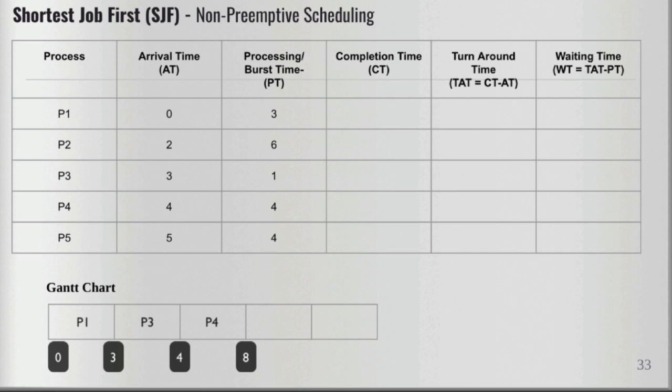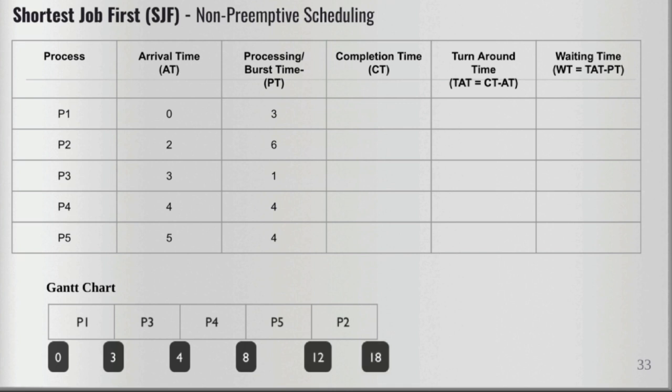Next, at time interval 8, we have 2 processes remaining, P2 and P5. And which one wins? Well, as you've guessed, P5 wins because its processing time is shorter. So we'll put P5 over here, and we'll execute it for 4 units. So 8 plus 4 is 12. Okay, so that's P4, that's P5. P5 is also done. The last one remaining is P2, so we'll run that as well. And how long will it run for? Well, 6 time units. So 12 plus 6 is 18.